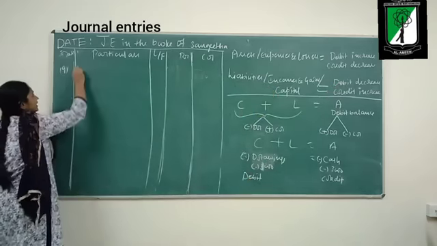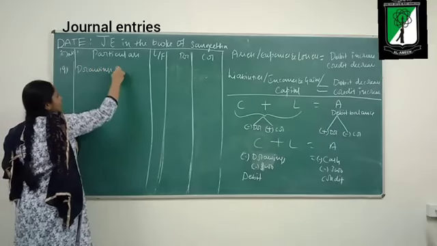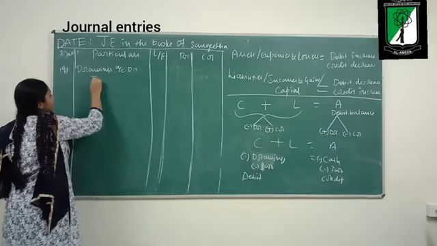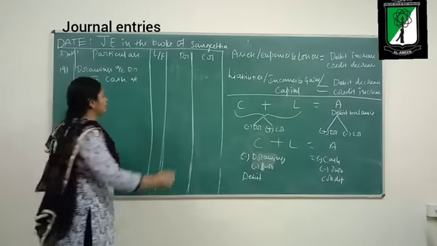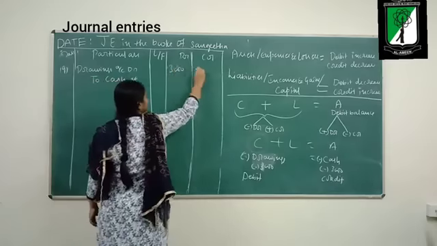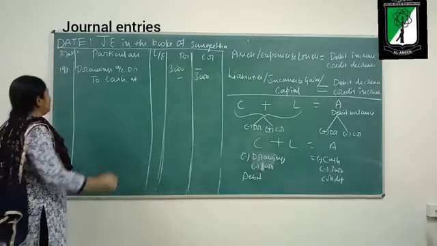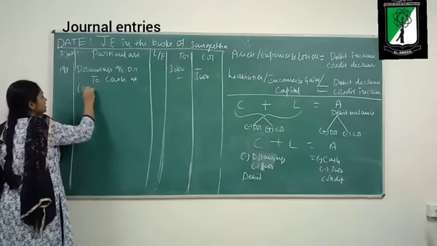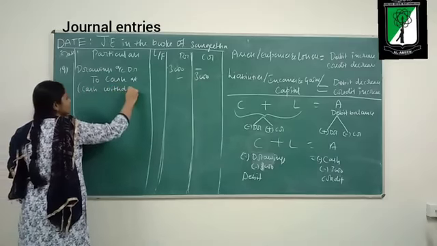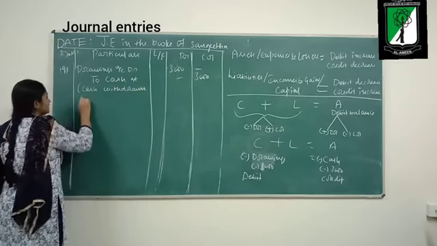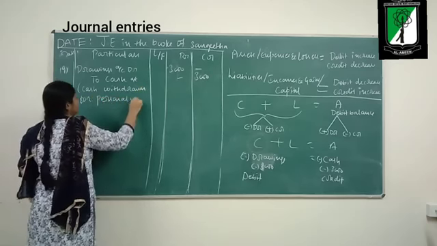So what is the journal entry? Drawings account debit to cash account. What is the amount? 3,000. Narration: Cash withdrawn for personal use. This is the narration.